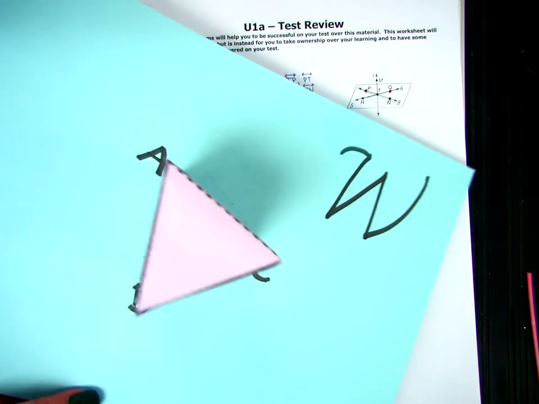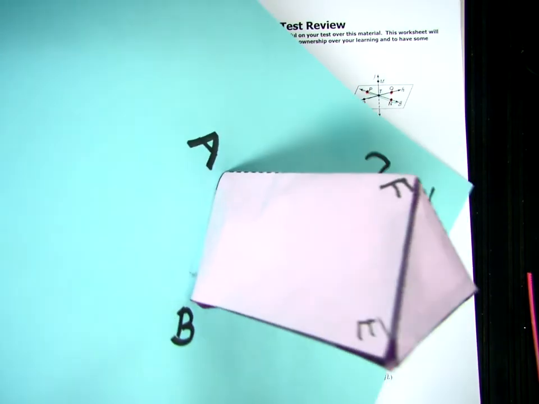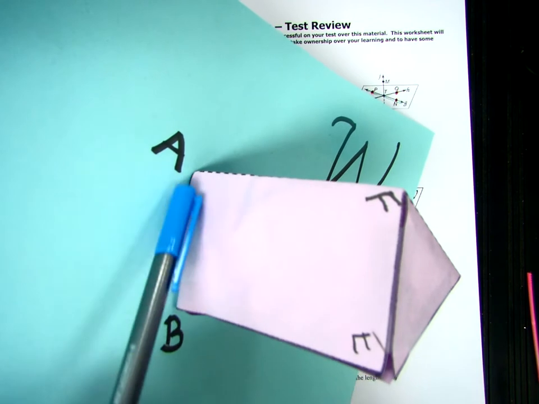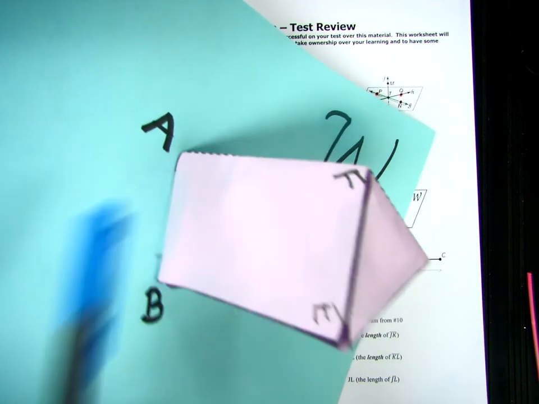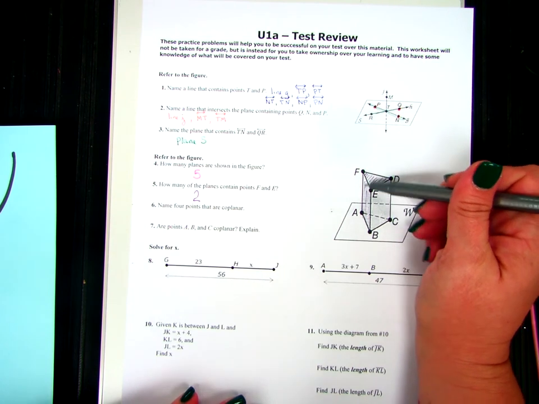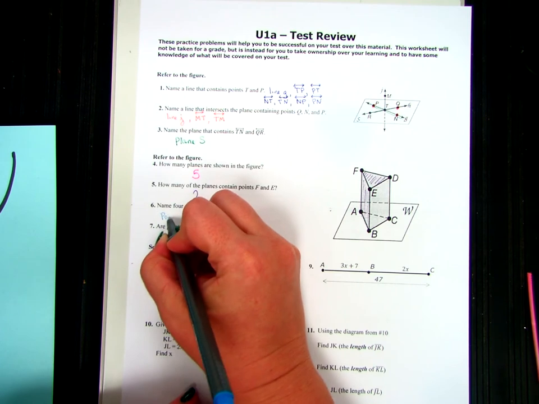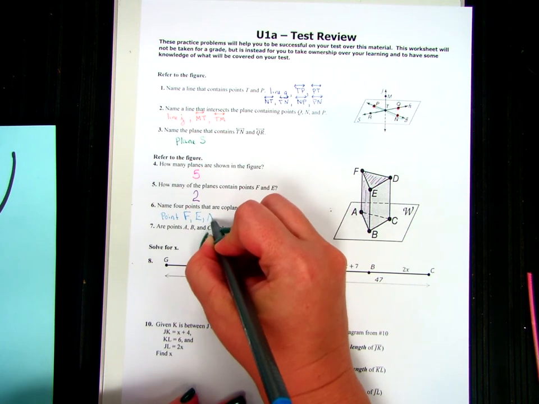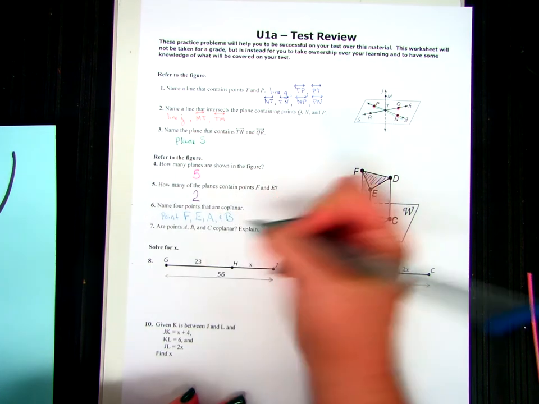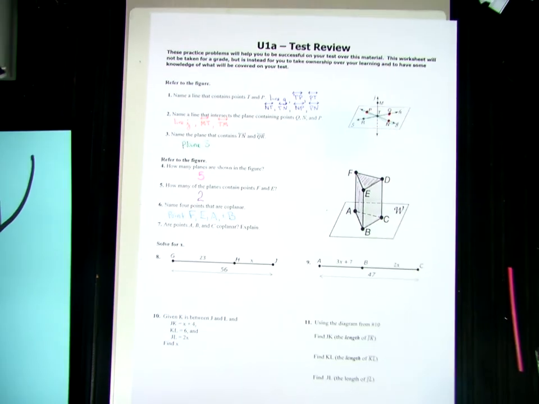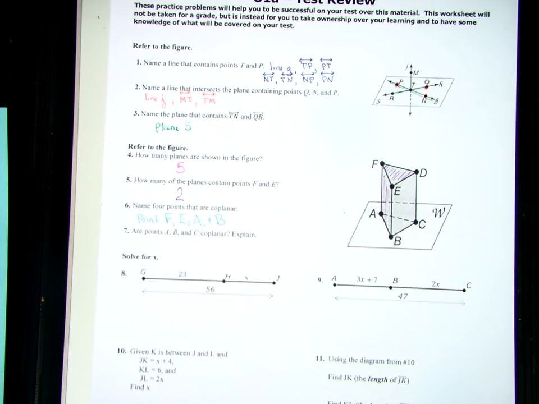Yes, Sean? F, E, A, B. So if I look here, I can see that F, E, A, and B are all on this side. So yes, points F, E, A, and B. We don't have to put them in any sort of order because we're just listing points, right? We're not naming anything. F, E, A, and B. That's not the only answer I could have given, but those are all on the same plane.